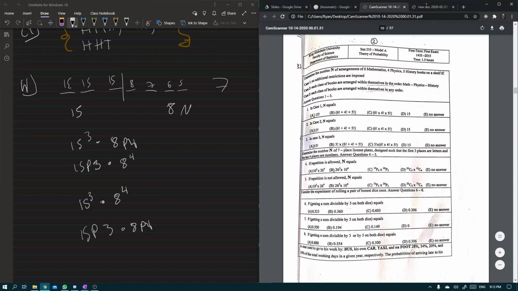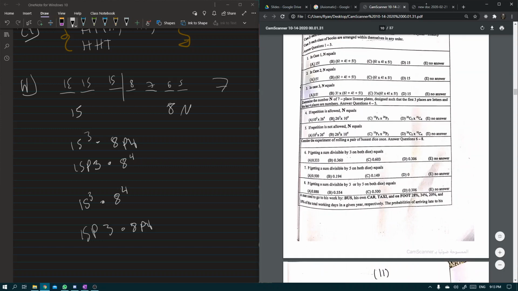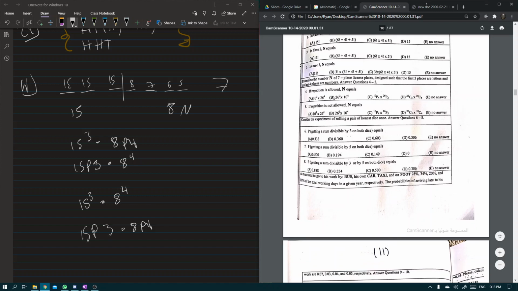Okay. Coronavirus. This is easy. We don't know how to teach in coronavirus. Last 4 places are numbers. These are easy.